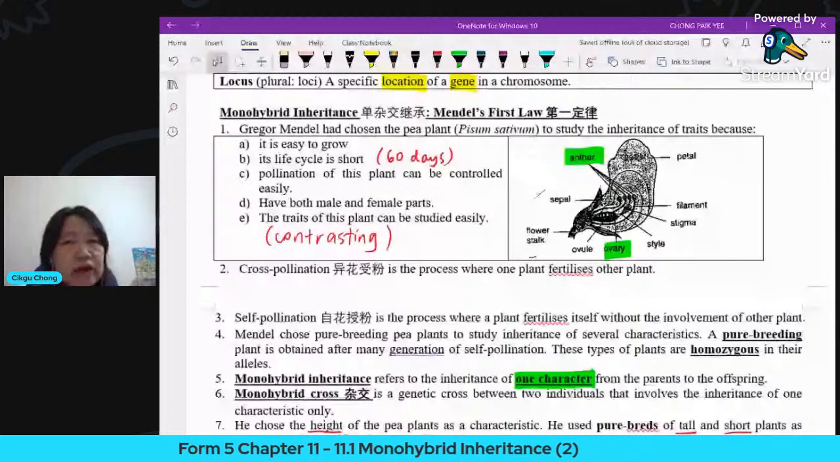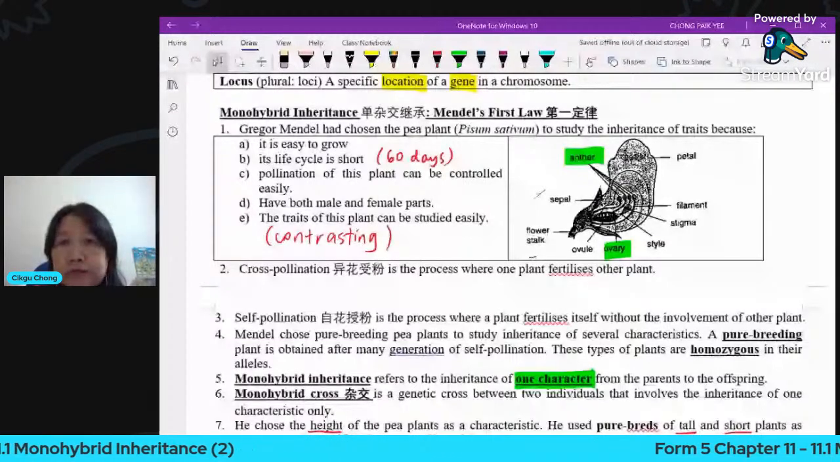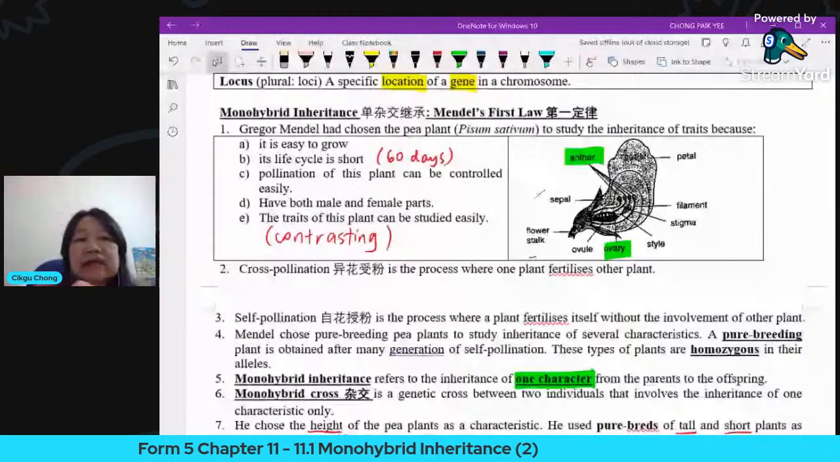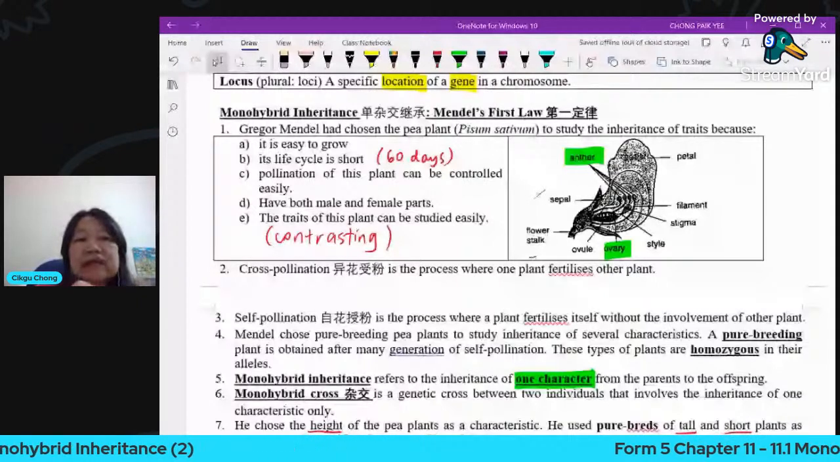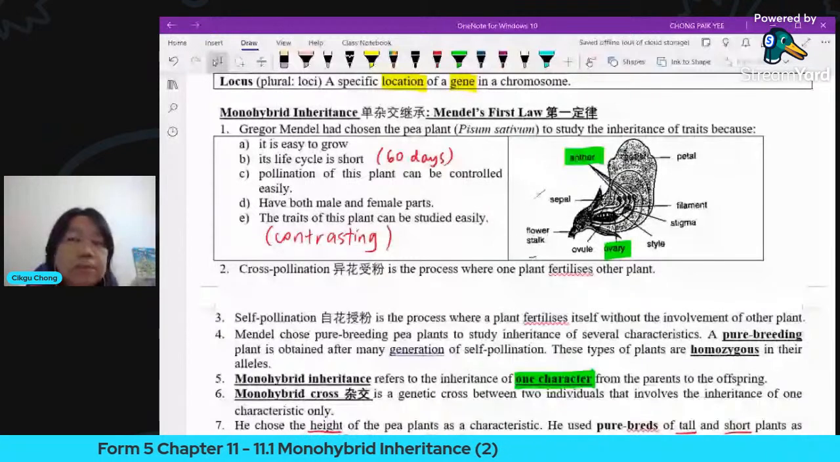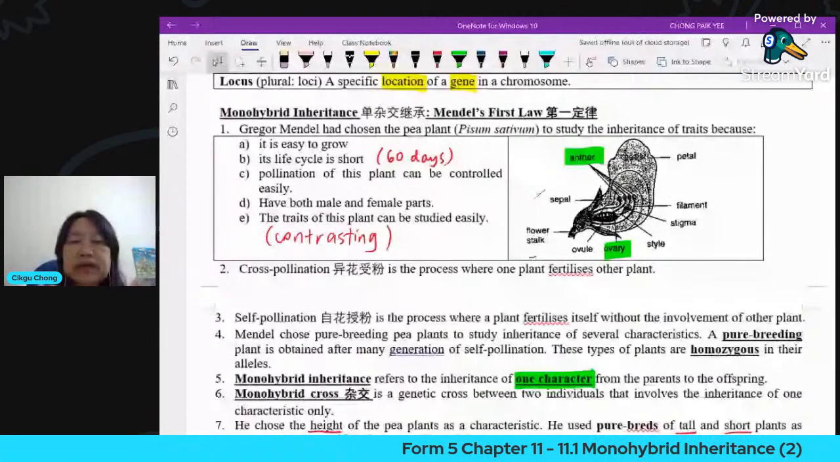Now these are the reasons. Number one, it's easy to grow. The pea plant is easy to grow, and easy, of course, to handle compared to animals. And the life cycle is short. I've Googled it, and the life cycle is roughly about 60 days. That means when you start to plant your seed for Pisum sativum, you just need 2 months before you can harvest the pod, and the seed is ready for the next generation. So it takes only 2 months to have the next generation.